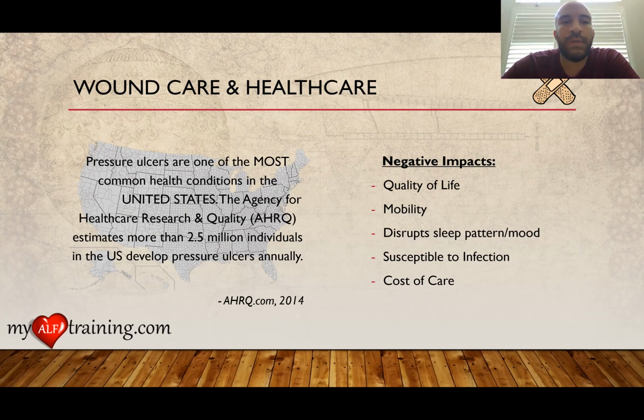Pressure ulcers are one of the most common health conditions in the United States. The AHRQ, that stands for Agency for Healthcare Research and Quality, is an organization that researches different aspects of healthcare to make sure that quality is improving, to track the quality, and make suggestions on how to improve it. And they estimated that more than 2.5 million people in the US develop pressure ulcers annually. 2.5 million. And that was in 2014.